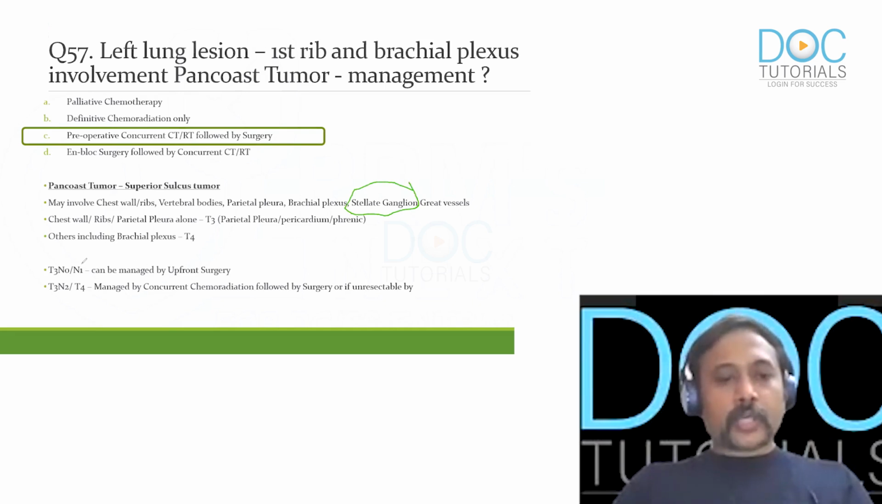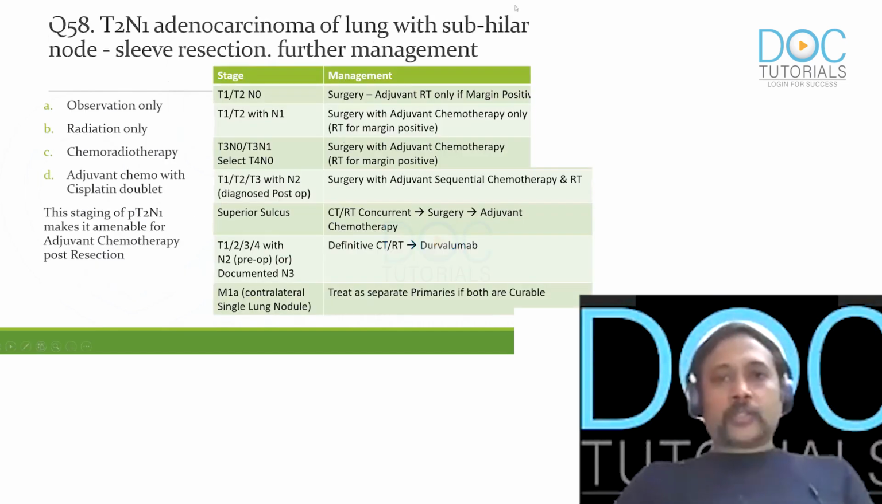So whenever you have N0 or N1 disease and T3 disease, which is involvement of just the chest wall or the ribs without any of the major structures getting involved, then you can go ahead for a primary resection. Otherwise, the option is always concurrent chemoradiation, and then you will follow it up with surgery if it becomes resectable. Otherwise, the patient will go in for chemotherapy. Okay, right.